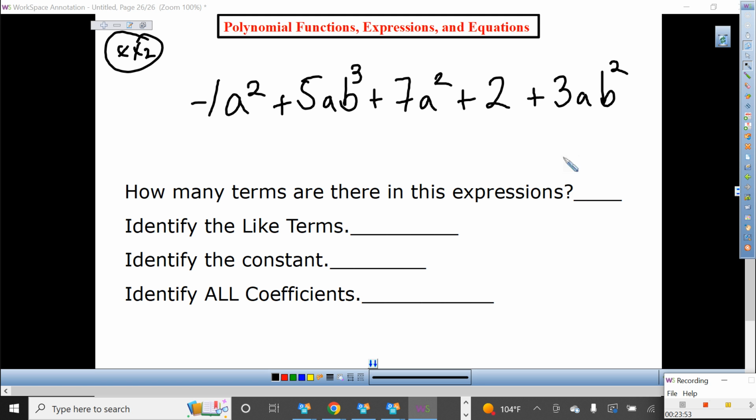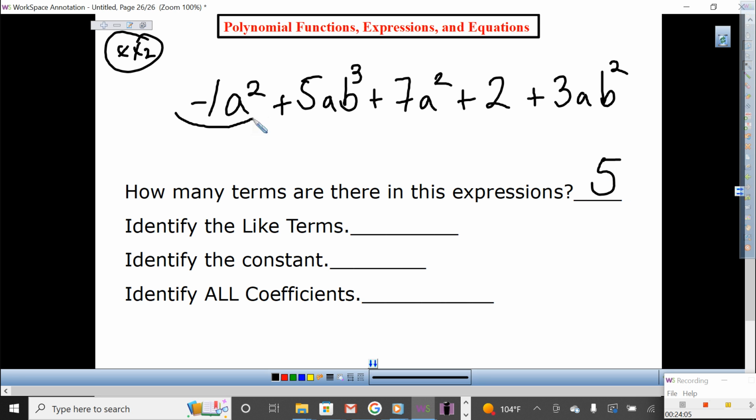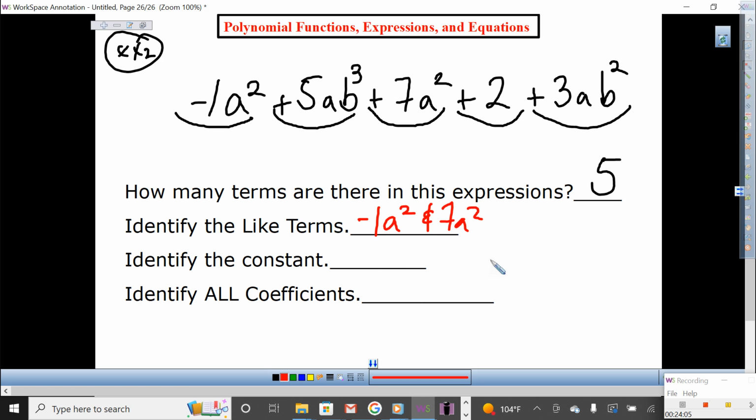All right, good conversations. How many terms are there in the expression? Jalen. Jalen says 5. Let's double check. 1, 2, 3, 4, 5. Hands if you got 5. Okay. All right. Identify like terms. How about the like terms? Alyssa, what'd you get? -1a squared and 7a squared. Hands if you got that?